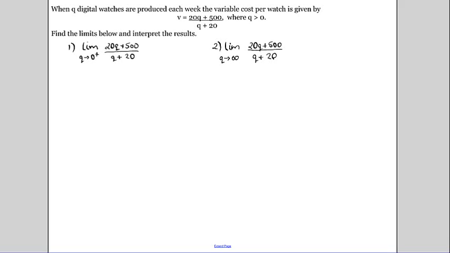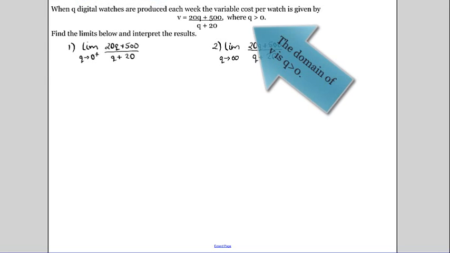For the first part, we are looking at the limit of the variable cost function V as Q goes to 0 from the right. The plus sign above the 0 indicates we are approaching from the right. In a word problem like this, it doesn't make sense to approach from the left, since that means we would be considering negative quantities.